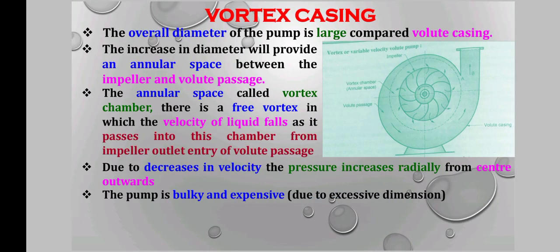The next thing is about vortex casing. The overall diameter of the pump is large compared to volute casing. The increase in diameter provides an annular space between the impeller and the volute passage. In this annular space, called the vortex chamber, there is a free vortex in which the velocity of the liquid falls as it passes into the chamber from the impeller outlet to the entry of the volute passage. Due to the decrease in velocity, the pressure increases radially from the center outwards.